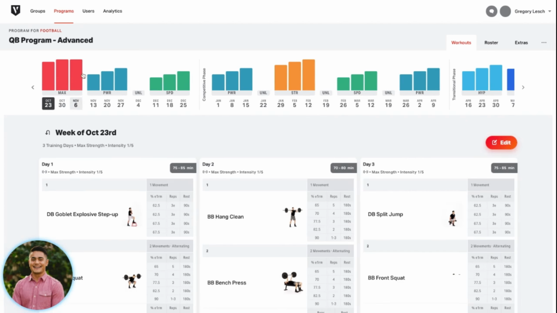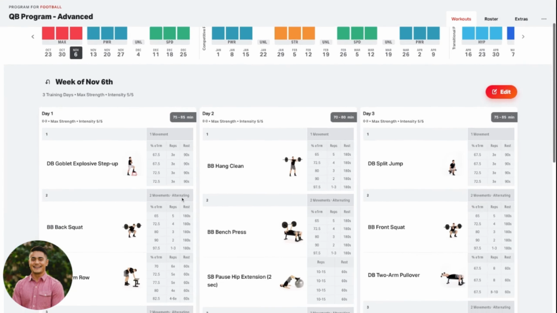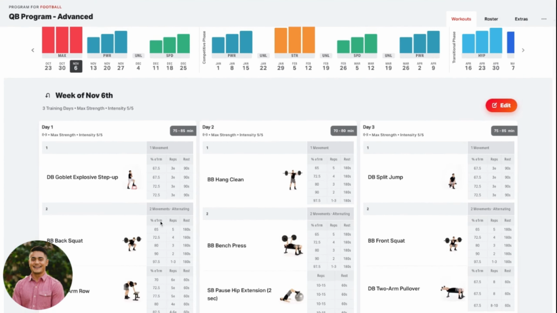The max strength training block is where we're going to see the highest amounts of weight. It's in the center of your off-season training. And so this is where you can expect your athletes to load up at their highest percentages of their 1 rep max. Again, plenty of rest in between sets, and we are going to have more sets so that we can work up to those highest loading percentages.